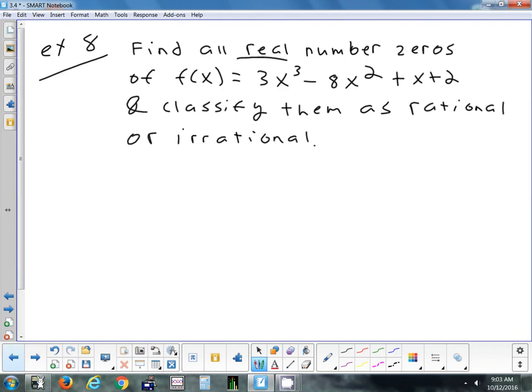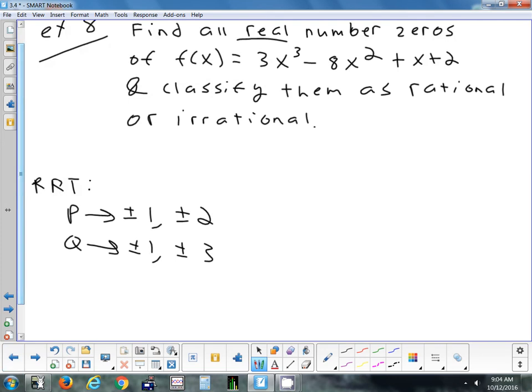All right, so this time they don't just want the rational; they want all real roots. Okay, all real zeros. So what's always my first step? Yep, always do your rational root theorem. Kind of gives you an idea of where your roots could be. Okay, factors of p in this case, positive, negative, 1 and 2. And factors of q, 1 and 3. Now I need every combination of p over q.